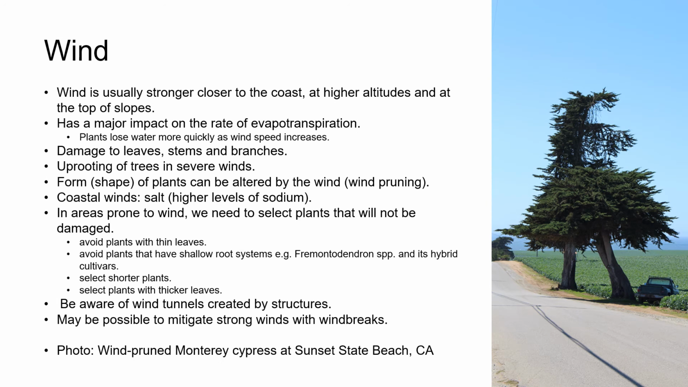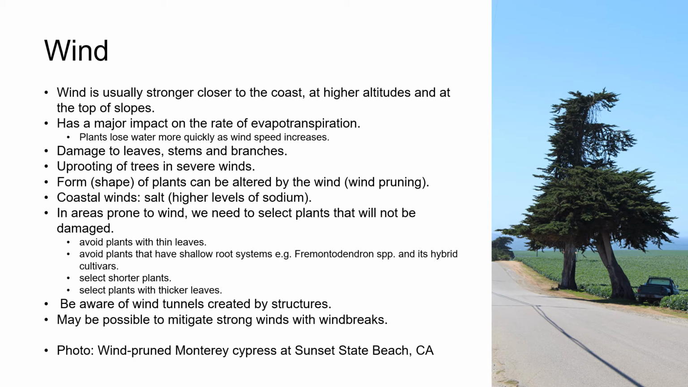Wind is something we need to take into consideration too in our plant selections. Wind is usually stronger closer to the coast, at higher altitudes, and at the top of slopes. Wind affects plants by increasing the rate of evapotranspiration. If water can't be drawn up through the plant from the soil faster than water is being lost from the leaves, then the leaves will be damaged through desiccation.